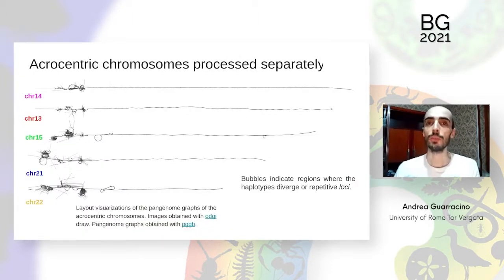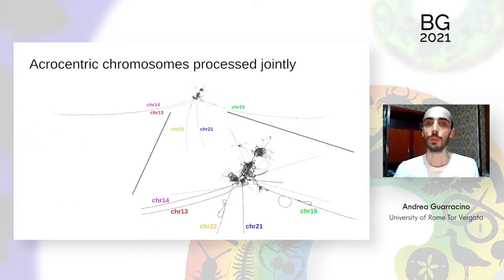When we construct pangenome graphs for these chromosomes separately, this is what we obtain. The layout shows the graph topology with the regions of variation that appear as bubbles. The complex motifs on the left are due to the difficulties to assemble and align these highly repetitive sequences present in the p-arms of these chromosomes. However, if we process all the contigs that belong to the acrocentric chromosomes together, this is the community pangenome graph we obtain. The layout shows a large connected component with the p-arms sharing a region of high similarity.